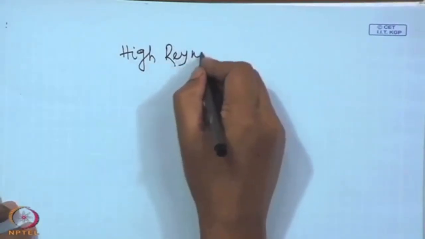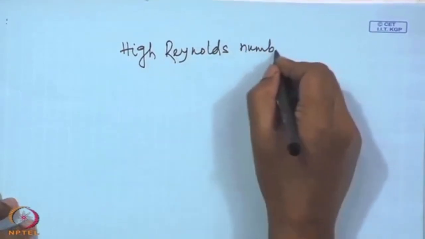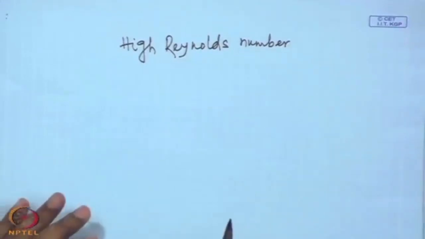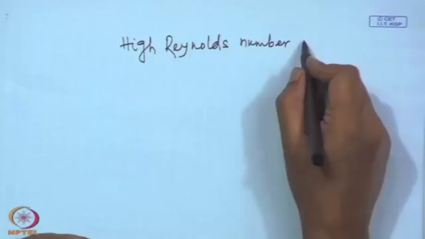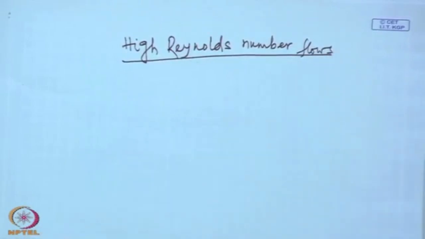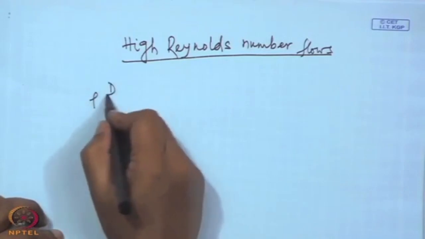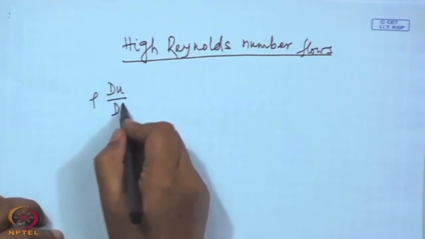So, we have seen that for flows at very high Reynolds number, the viscous stress term in the equation of motion can be neglected when we compare it to other terms, and the flows can be considered inviscid. This we have seen from our dimensional analysis of the equation of motion.